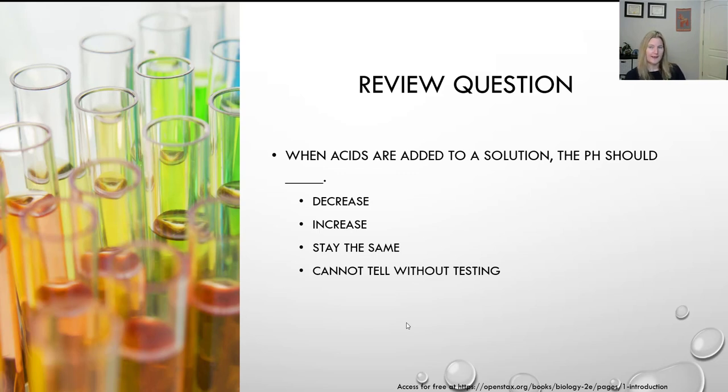Here's another question for you. When acids are added to a solution, should the pH decrease, increase, stay the same, or do you have to test it to be sure? Well, remember from that video we just watched with the teeter-totter? When we have a decrease in the pH scale, we have an increase in the acidity. So when acids are added to a solution, we're going to see a decline in the pH. So the pH will decrease.